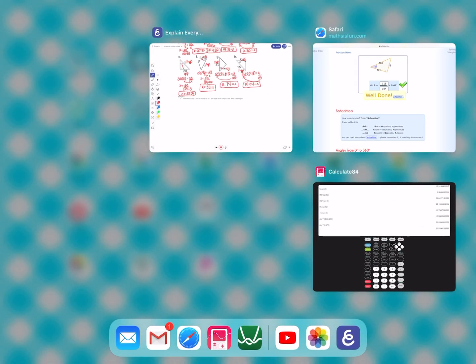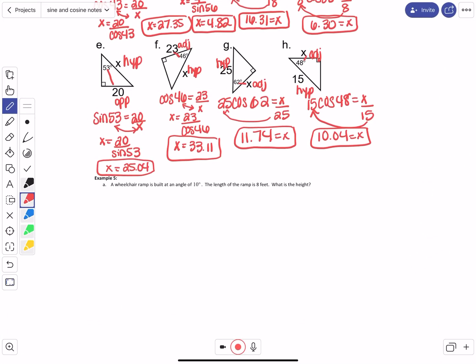Okay, so let's go back and do our last problem. A wheelchair ramp, we know we're dealing with a right triangle here. So I'm going to draw my right triangle. Build an angle of 10 degrees. The length of the ramp is 8 feet. So here's my ramp, 8 feet. What's the height? We want to know the height. And remember, I like staying away from h's because I would confuse that with my hypotenuse. So I'm just going to use an x. So here we go, 10 degrees. X is opposite from 10. And then this is my hypotenuse.